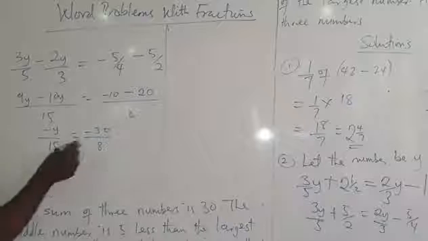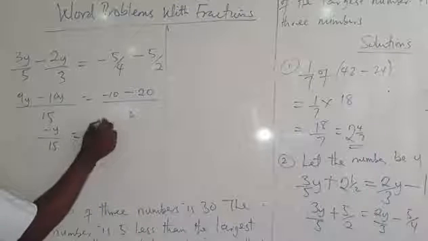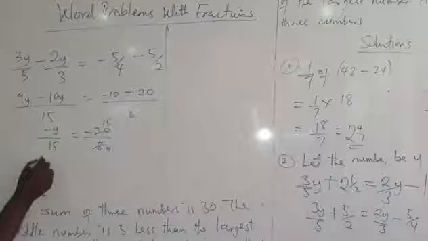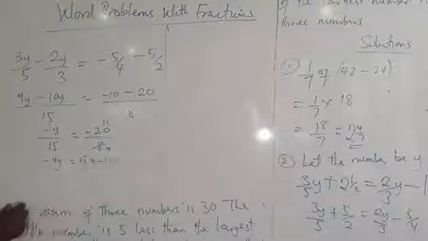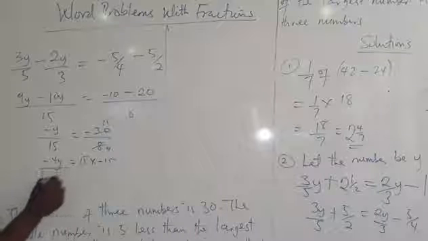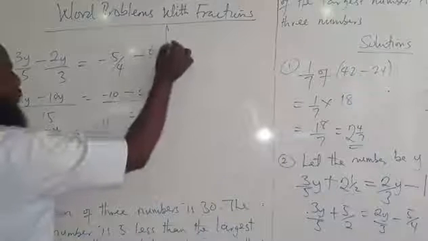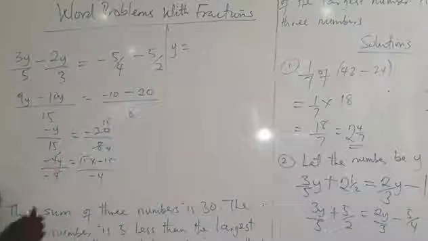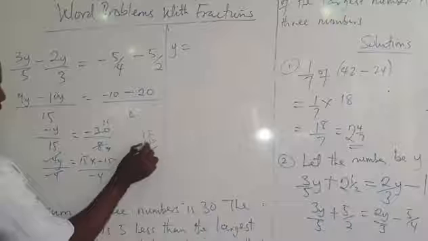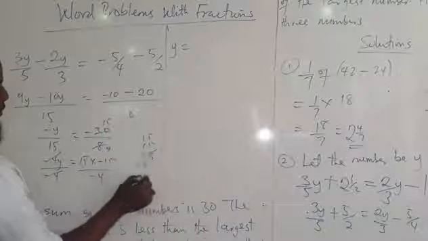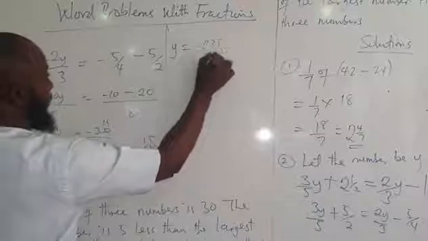Minus 30 divided by 8. So we can still reduce this to lowest terms. 2 can go here, 4. 2 can go here, 15. So when you cross multiply, you have minus 4y equals 15 times minus 15. Right? So divide both sides by minus 4. This cancels this. So we then have y equals, when you multiply 15 by 15, that is 225. So minus 225 divided by minus 4, minus cancels minus.